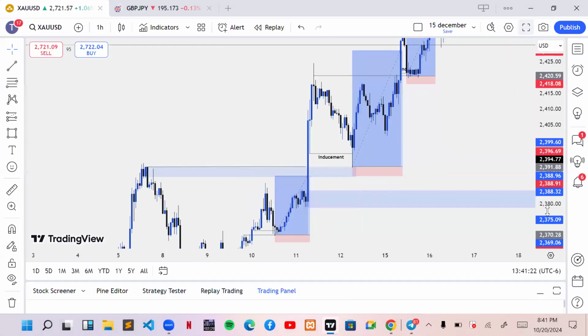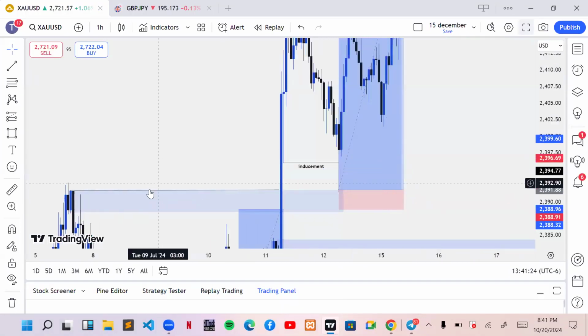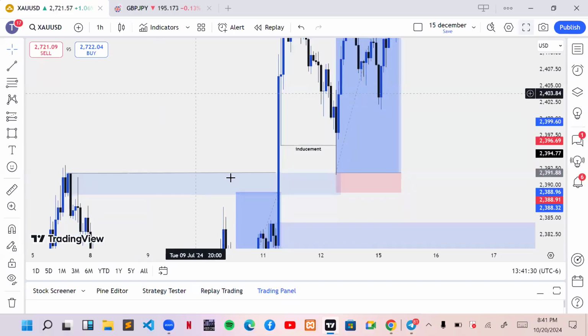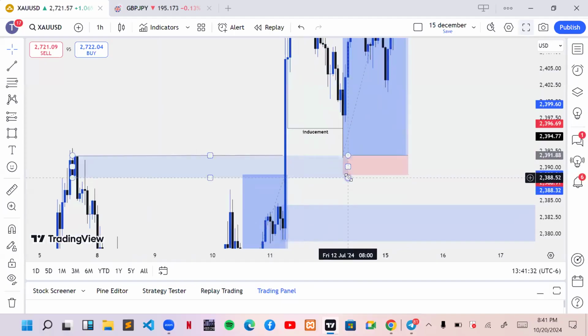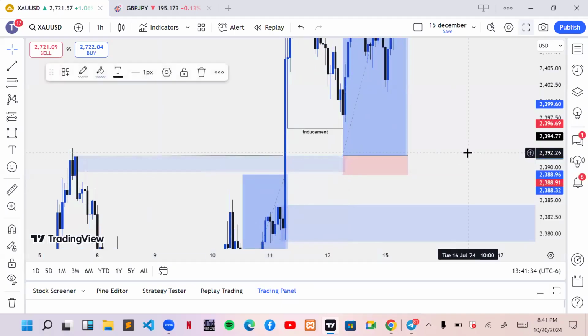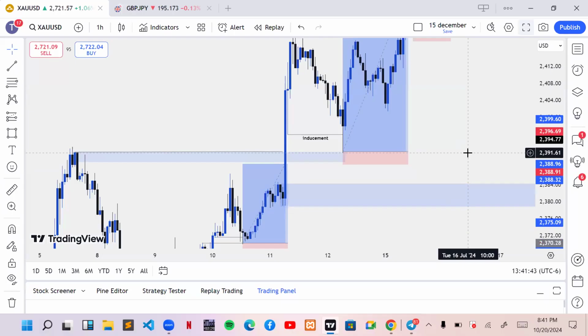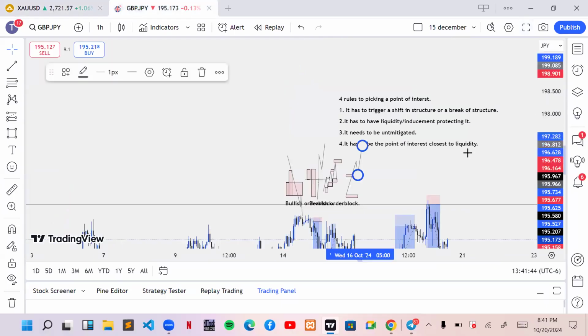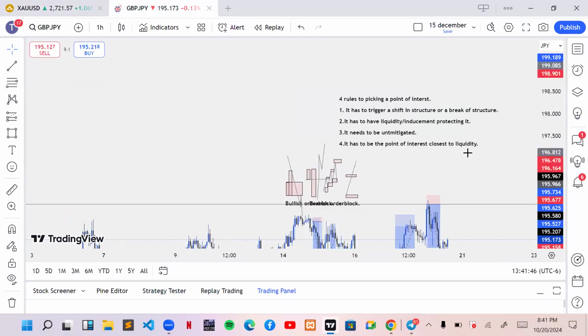If you pay attention, once price tapped into that breaker block, it started reversing immediately. There was no drawdown on the trade or any kind of loss, because you have to pay attention to know which point of interest you're going to make use of, to minimize your losses. People are flipping accounts and all these things. But you have to pay attention to all these rules. Get these rules down, take a screenshot or write it down.